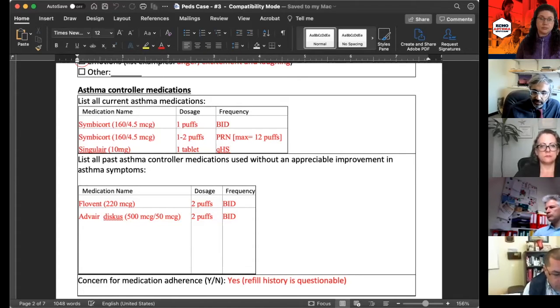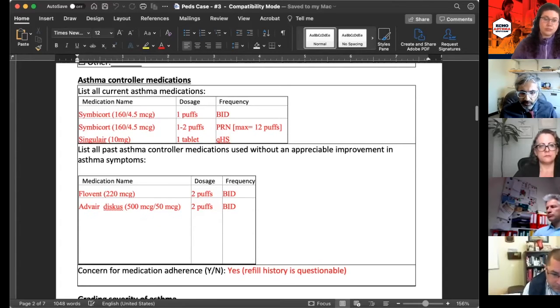In terms of medication adherence through the electronic health records, we did think there was concern for medication adherence, but it is questionable given the inaccurate representation in our electronic records, but concern did arise. We can scroll down.